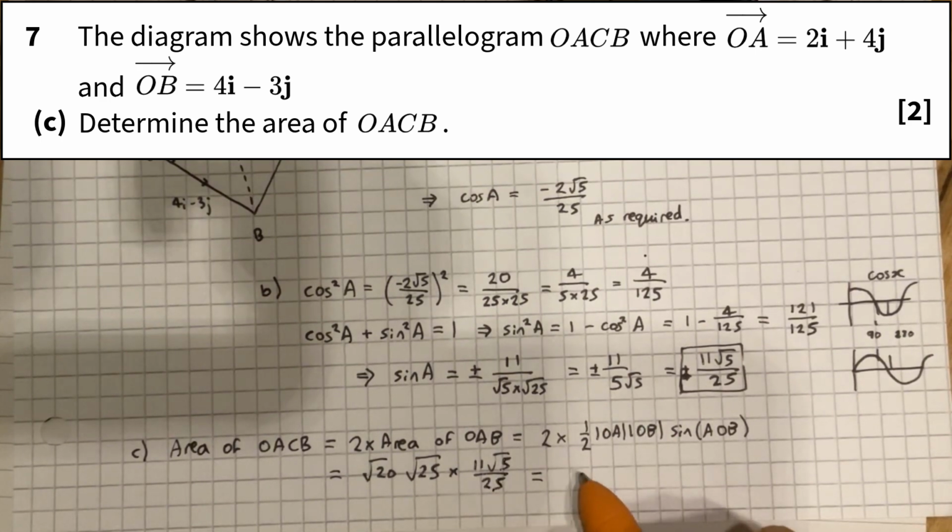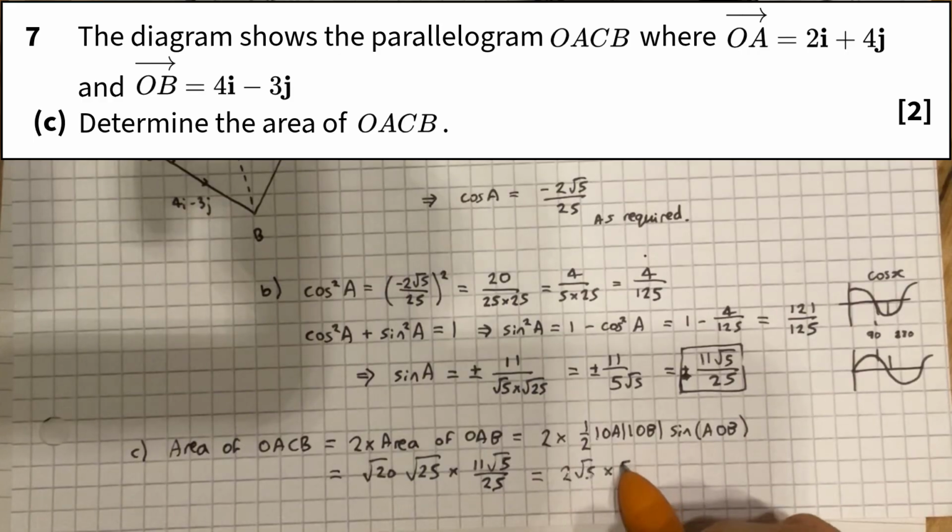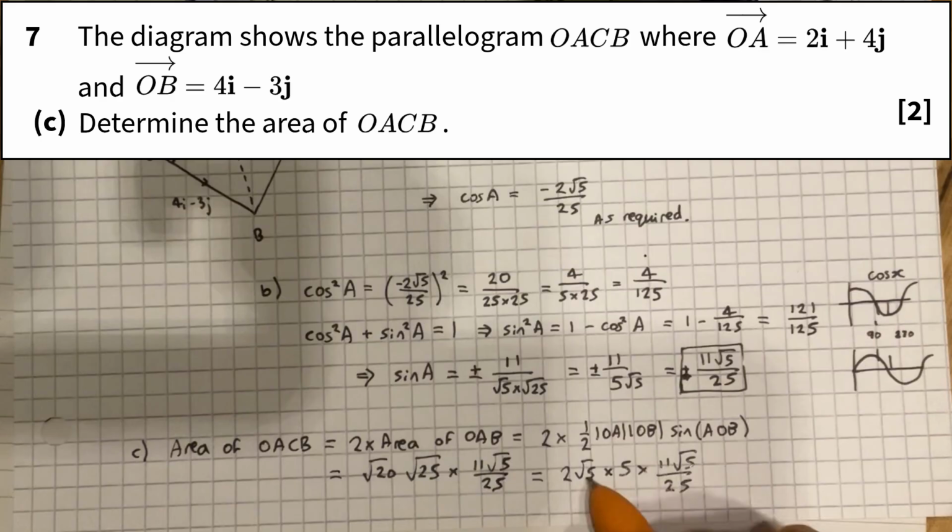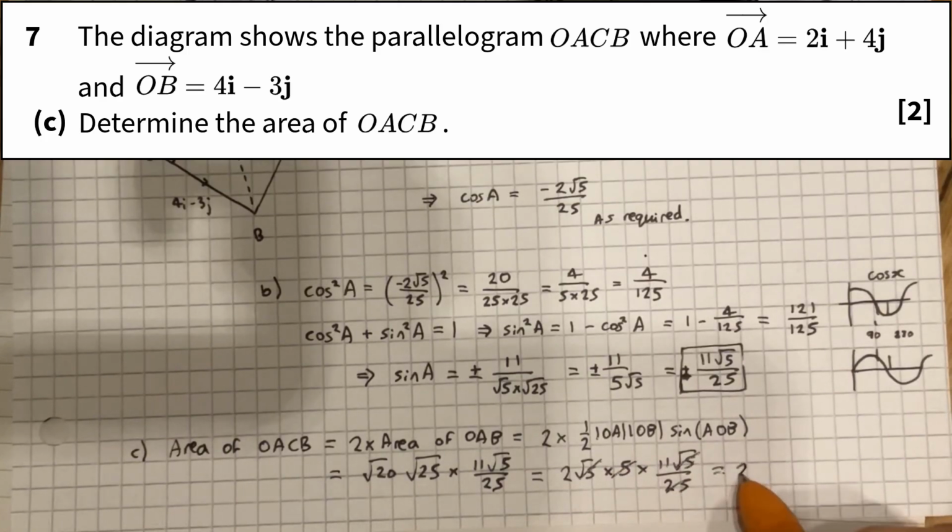Now it's just a case of simplifying. So we know that root 20 is 2 root 5, we did that before. We know that 25 square rooted is 5. Now if we work this out, root 5 times root 5 is 5, and then 5 times 5 is 25, so all these 5s disappear. And the final answer, 2 times 11, which is 22.